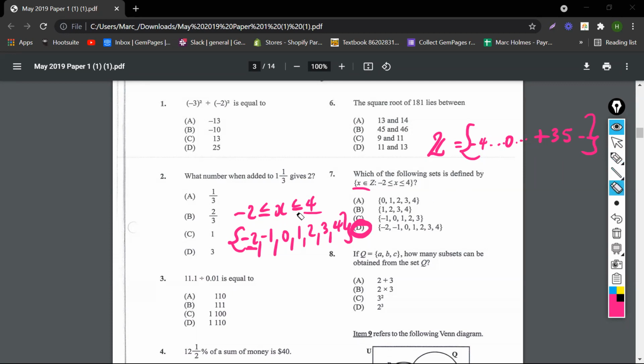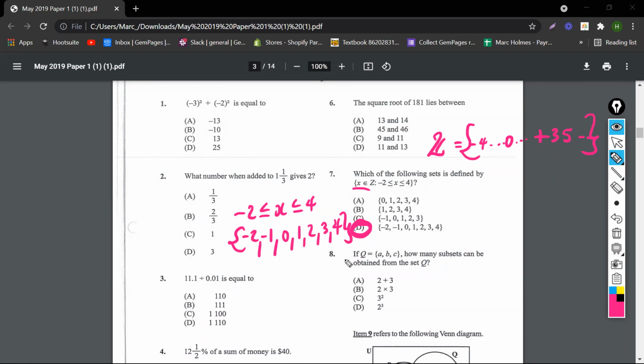But guys, suppose they had no equal sign here. If they had no equal sign here, the -2 wouldn't be included and the 4 wouldn't be included. If they had an equal sign here and no equal sign there, then the 4 would be included, but the -2 wouldn't be included. So just remember, guys, that when the equal is there, that means the number is included in the set. Cool.